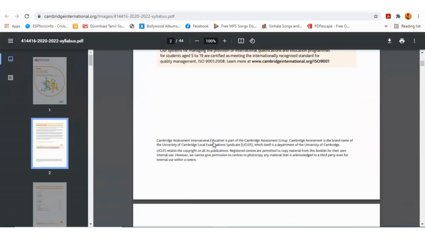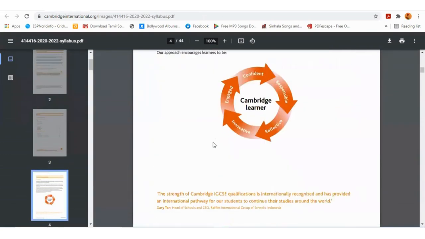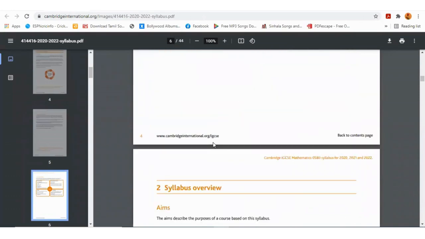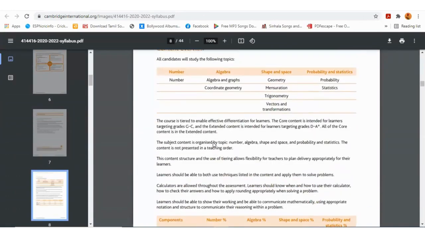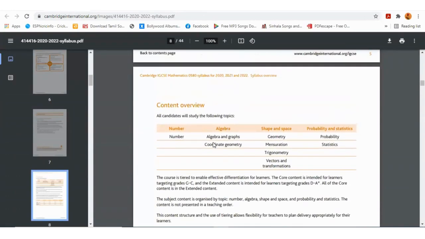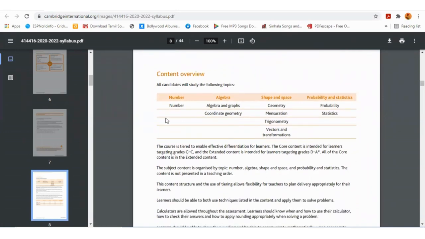Under this syllabus, if we just look at the breakdown of the topics, these are the topics. So there are 9 chapters: number, algebra and graphs, coordinate geometry. Then you can see geometry, mensuration, trigonometry, vectors and transformations, and probability and statistics. So these are the 9 main chapters.